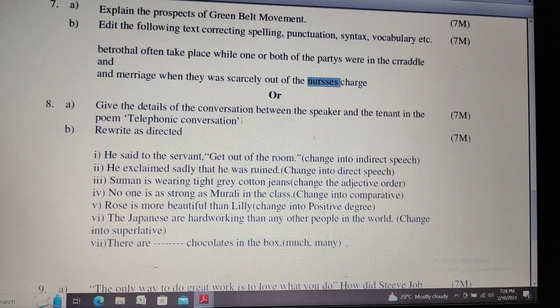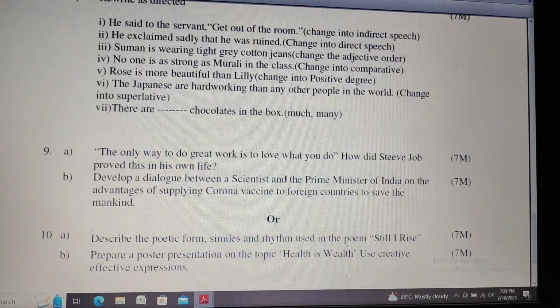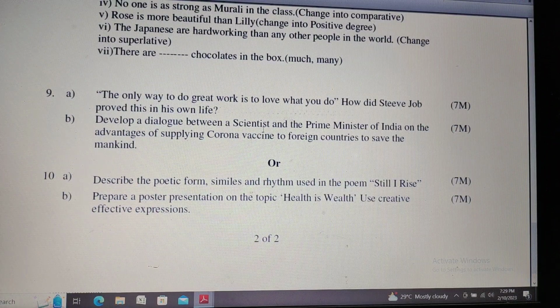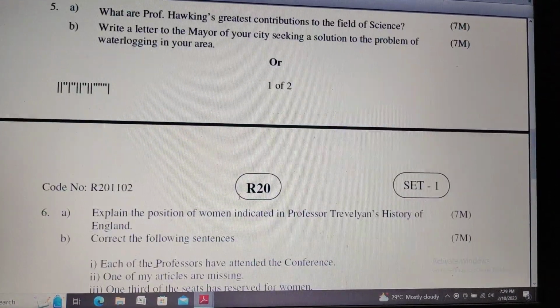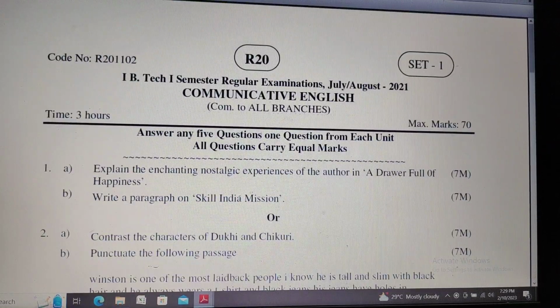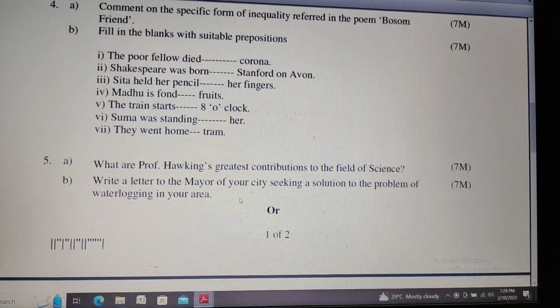Here question number 8 talks about telephone conversation and direct indirect speech and degrees of comparison. And 9th question talks about Steve Jobs and dialogue writing. I request you to pick this question, dialogue writing. I request you to pick 10th question, Still I Rise and poster presentation. With this we have 4 questions in our hand, and the last question is up to you. Whichever you are comfortable with, you can pick that question and score good marks. So 4 12s, 48, and I think I'm sorry, 4 14s, it's like good marks you can get from those 4 questions and the last question.